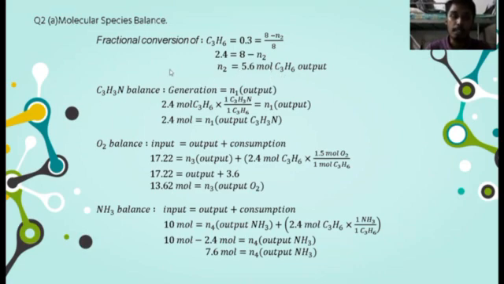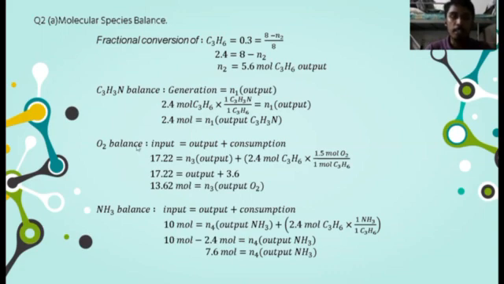After that, we use the same approach by constructing its equation, which is generation equals output for the C3H3N balance. The generation is 2.4 mole C3H6 times 1 C3H3N per 1 C3H6, so it is multiplied by the stoichiometric coefficients of both C3H3N and propene, which is C3H6. Then we can find N1, the output of C3H3N. The output of C3H3N will eventually become 2.4 mole.